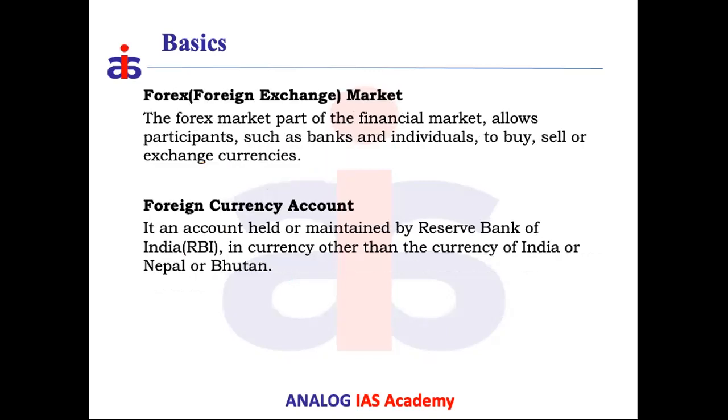The next thing is, what is the Forex market? Forex market is two words, foreign exchange. So foreign exchange is a market, where people exchange two currencies like rupee-dollar, rupee-euro, or any other currency. Two different currencies are exchanged, and that place is called the Forex market.